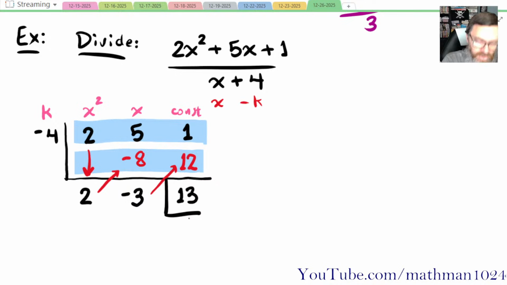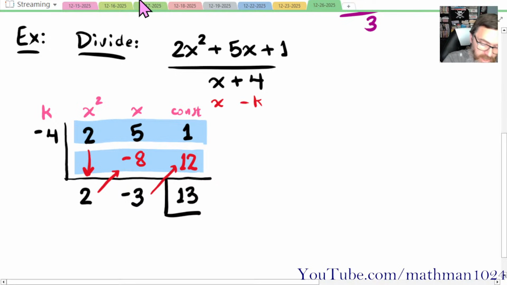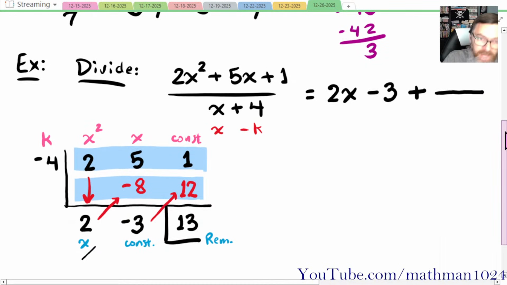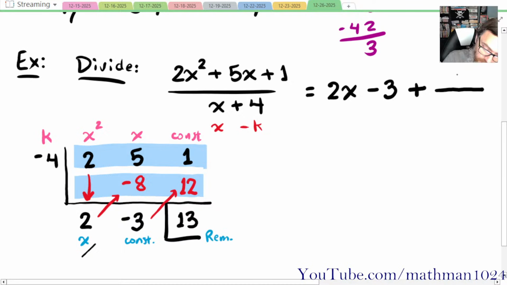So you see above the top that I have those headings x squared, x, and the constant. When it gets to my answer, everything gets reduced by 1 degree. So this is going to be the coefficient for x, 3 is going to be my constant, and 13 is going to be my remainder. So when I write my answer, it's 2x, again we see that down here, 2x minus 3, and then plus. We do a fraction bar. Sorry, again, my face is in the way. Do a fraction bar, and then we do the remainder, which is 13 over the divisor x plus 4.